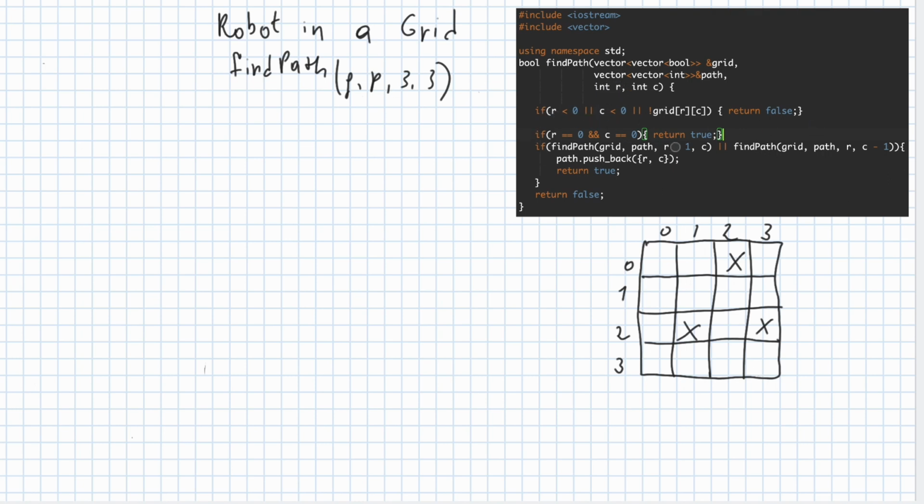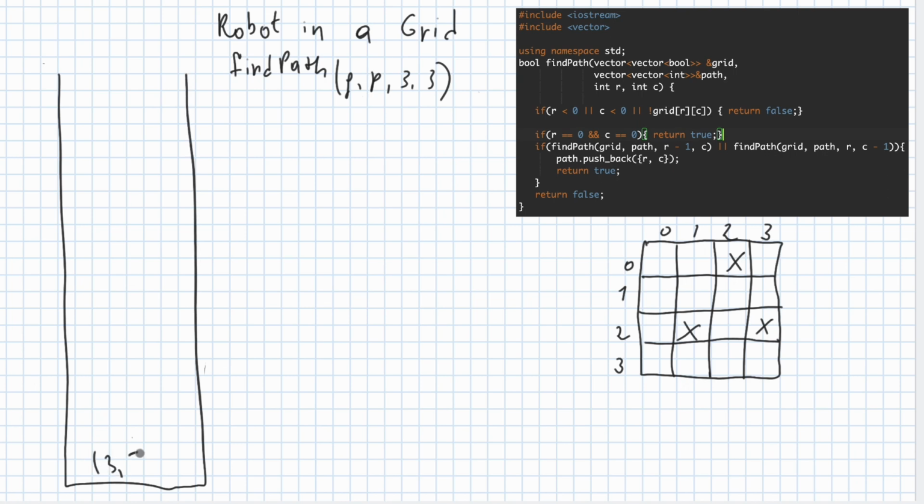So this condition won't work, and the second condition won't work as well. So we go recursively to this part of the code where we call the function again with row minus 1, column coordinates. So let's have a stack. Firstly, we call the function with coordinates 3 and 3. And then we call 3 minus 1, 3, so it will be 2 and 3.